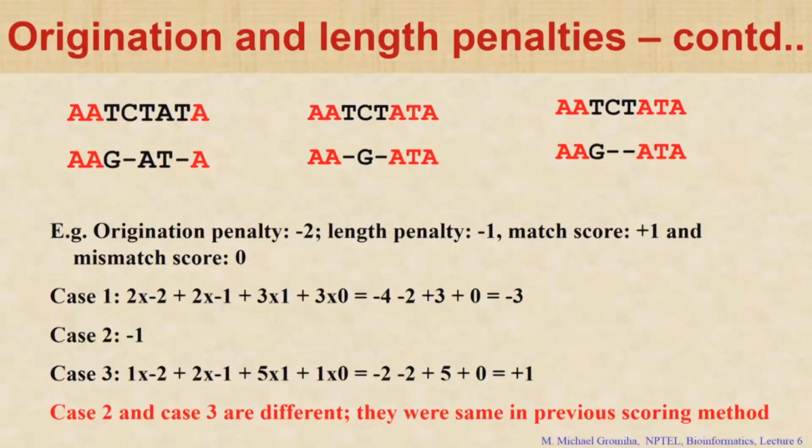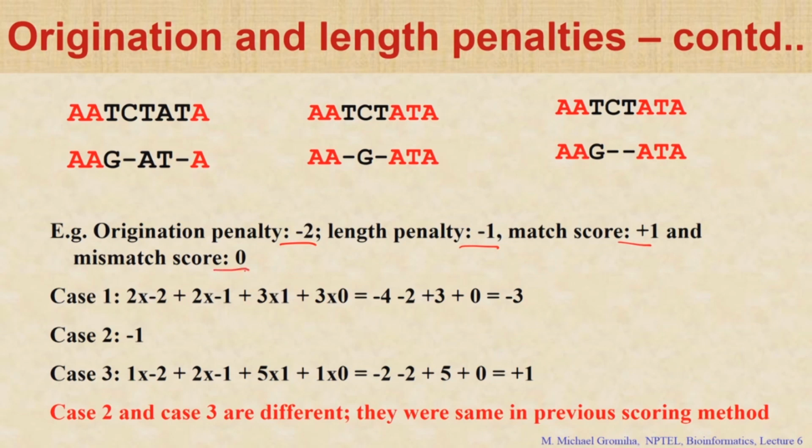Now we take the same 3 sequences. Here we have gaps at 2 different places, and here also we have gaps at 2 different places, and here the gaps are at the same place. We take an origination penalty of minus 2, because we do not want to introduce them, since nature does not want to select these insertions and deletions. We give a length penalty of minus 1, a match score of 1, and a mismatch score of 0.